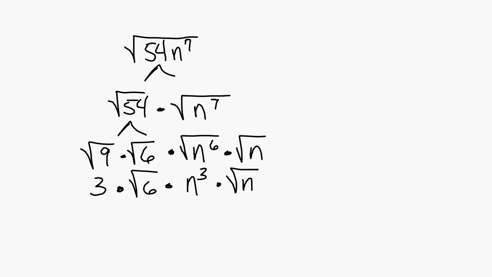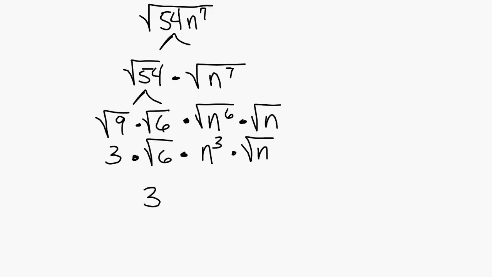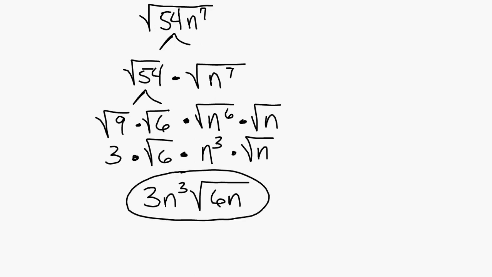You have everything in simplest form right now. So what you have to do is multiply the numbers that are not under the radical. So you got 3n to the 3rd. And then you have to multiply the numbers that are under the radical. 6 times n is 6n. There's your simplest form. So the only thing different was this. Agreed?